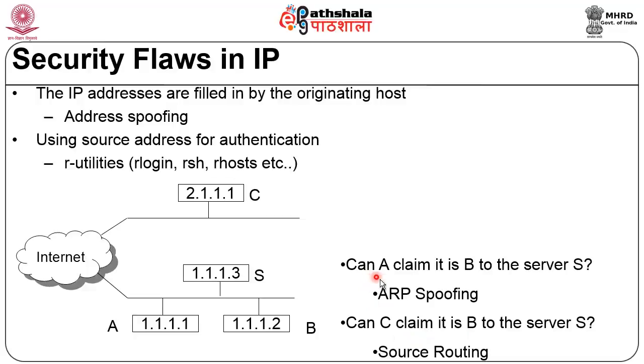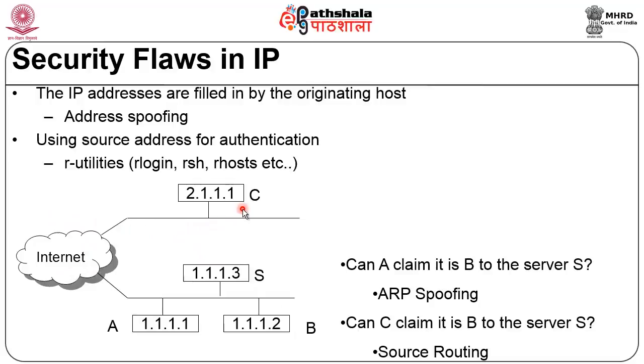Can A claim it is B to the server? Yeah, definitely they can, with the help of IP spoofing. If you assume that B wants to communicate with S, the chance here is that A can say, "I am B," with the help of IP spoofing. And how can C claim it is B to the server? Again, with source routing, that is happening at the routing level.